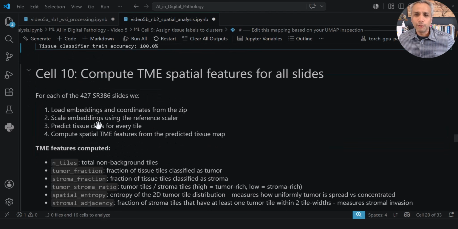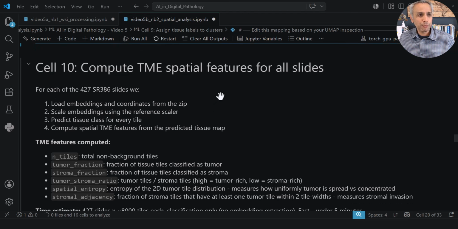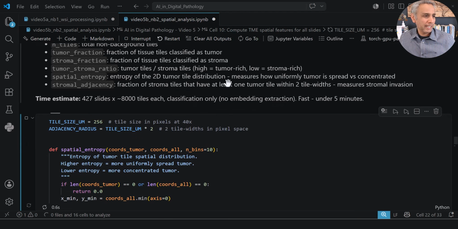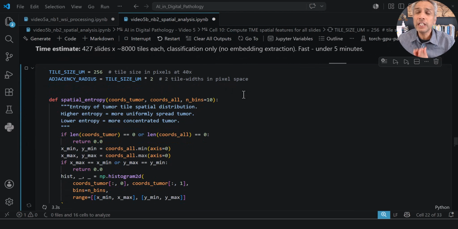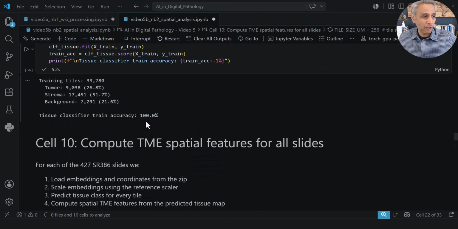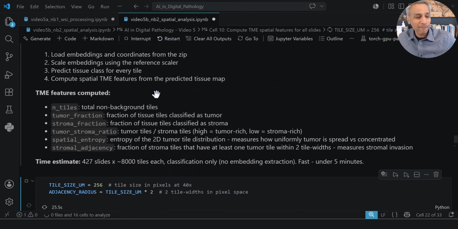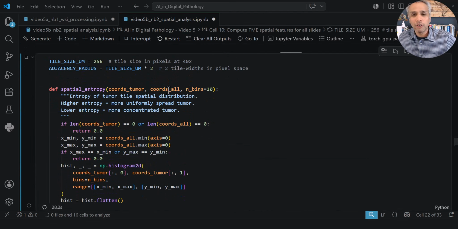Okay, so now let's go ahead and compute the spatial features for all the slides. This is the main computation, so let's run this. For each of the 427 whole slides that we have, we load the embeddings and scale them, and we predict the tissue class for every tile. Now that we trained the logistic regression with 100% accuracy, we can apply this trained model to every tile from each of our 427 whole slide images and label them.